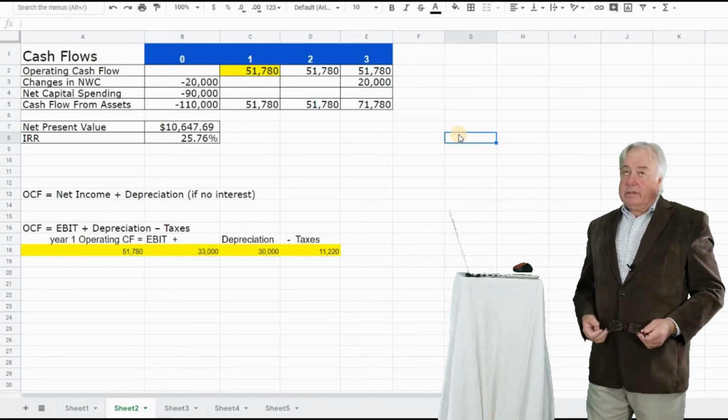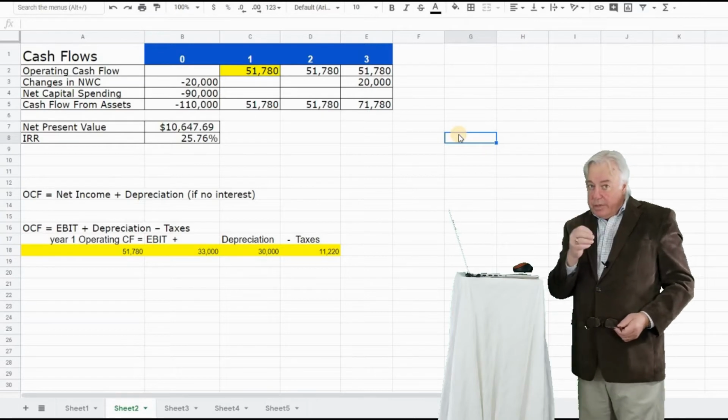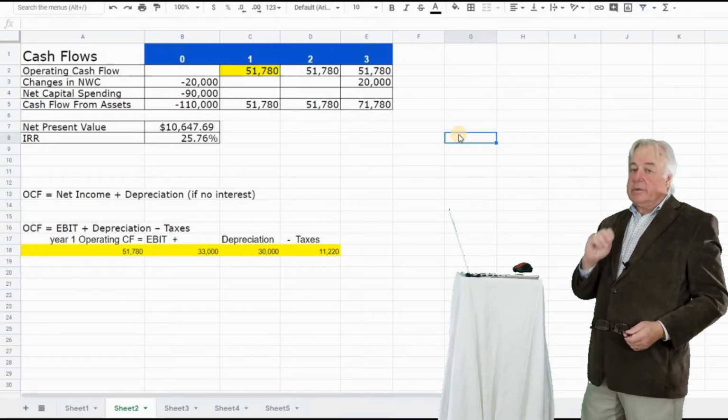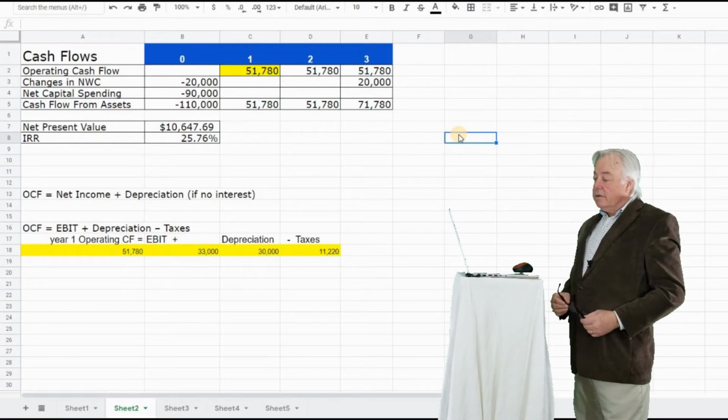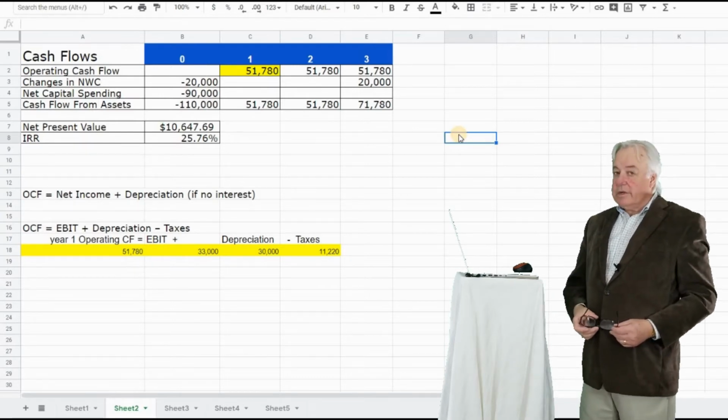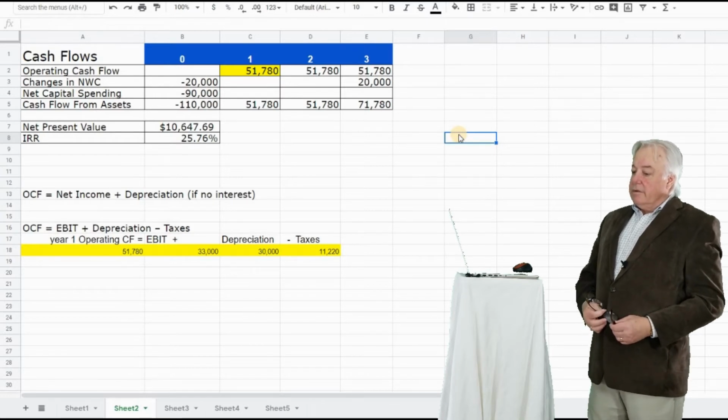Not an awful lot. You think, oh my God, and I'm talking about millions of dollars of projects here. So this is a very, very, very valuable tool. Net present value, internal rate of return. You really want to get to know those.